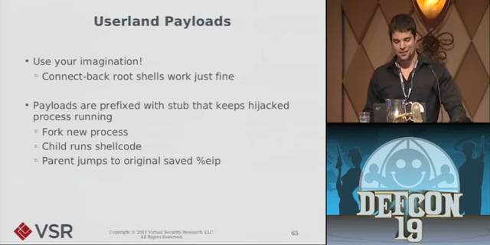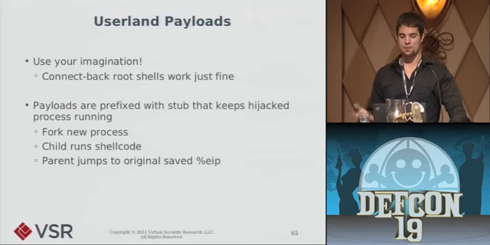The child runs the shellcode that you injected, and the parent process of the fork will jump to where it was originally going to go, so that if you're hijacking something important, it will keep doing whatever it was doing and be none the wiser.